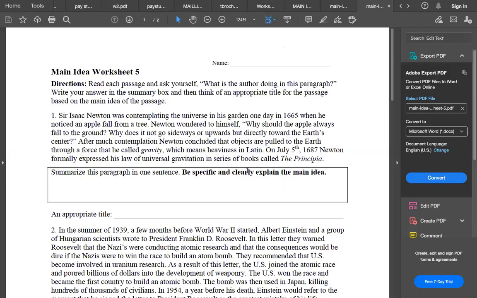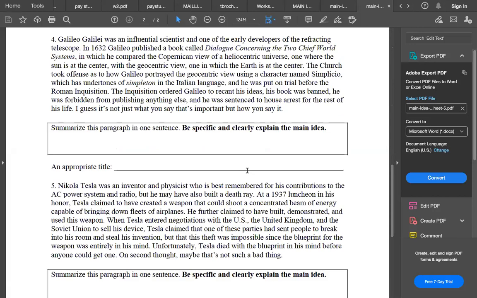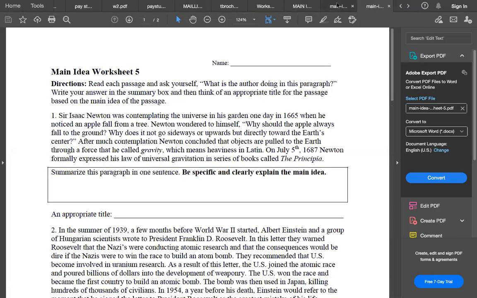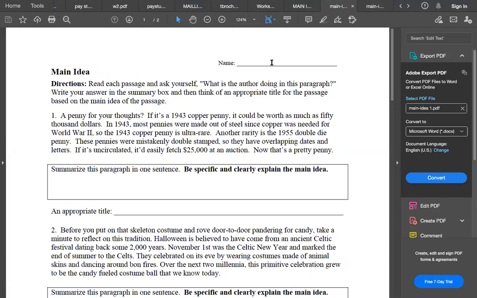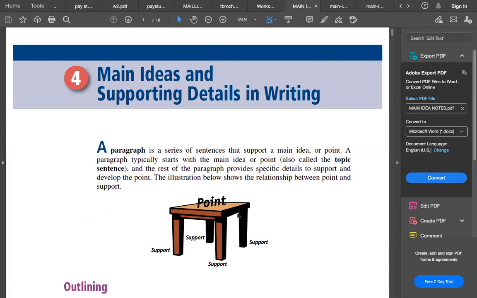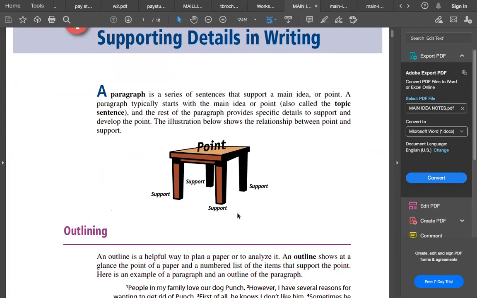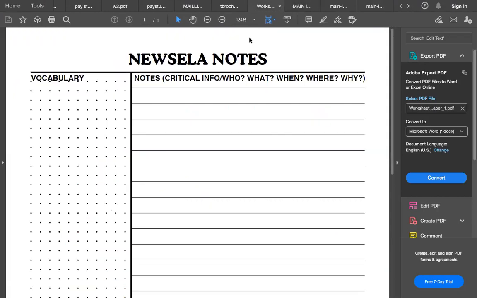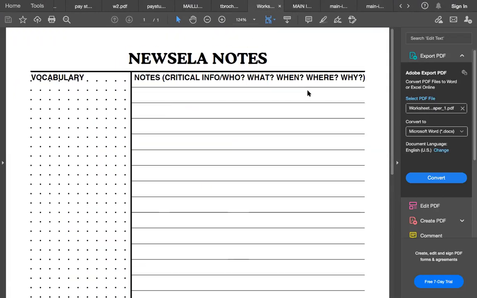Okay, so these will be kind of extra work if you wanted to do them. I scanned them for you. They're different levels, main idea 1 and main idea 5. They're a little bit more difficult, obviously 5. But we looked at this specific visual as your main point, and then supported by different specific details, okay?